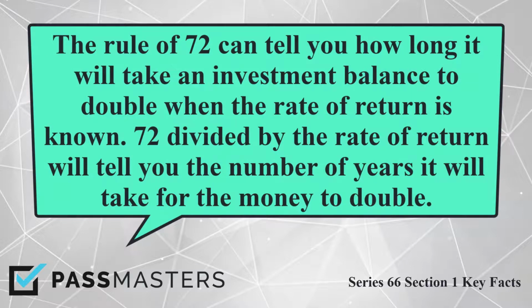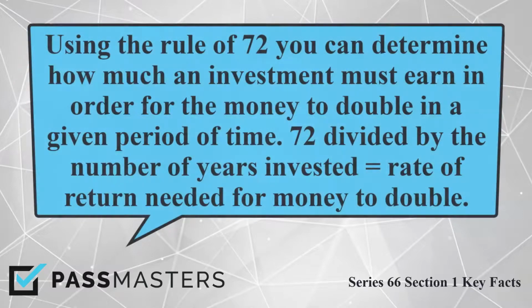The rule of 72 can tell you how long it will take an investment balance to double when the rate of return is known. 72 divided by the rate of return will tell you the number of years it will take for the money to double. Using the rule of 72, you can determine how much an investment must earn in order for the money to double in a given period of time. 72 divided by the number of years invested equals the rate of return needed for the money to double.